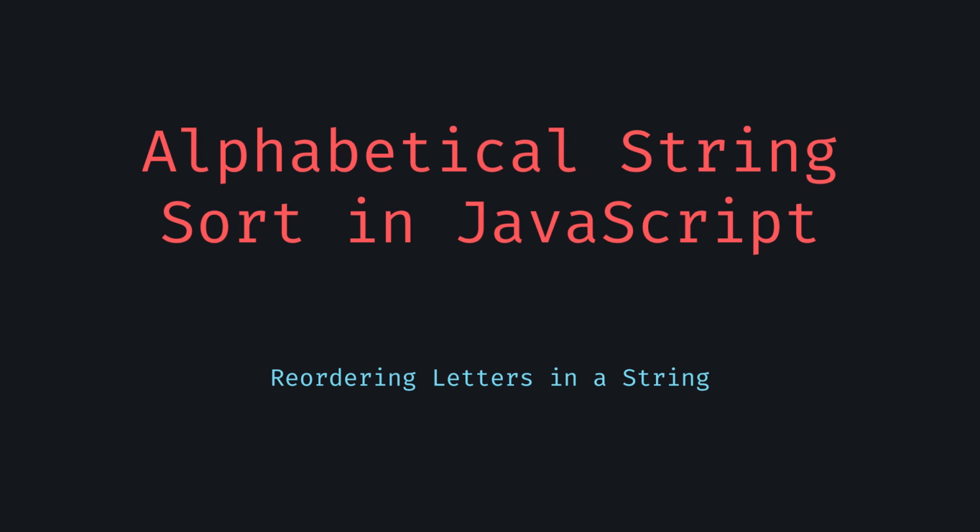Welcome. In this video, we'll create a JavaScript function that takes a string and returns its letters in alphabetical order. We'll use three core string and array methods: split, sort, and join. This is a great exercise in string manipulation and understanding method chaining. Let's dive in and see how simple it can be.